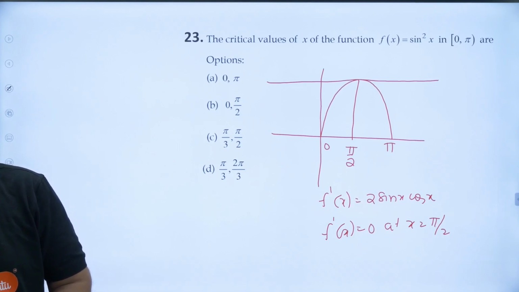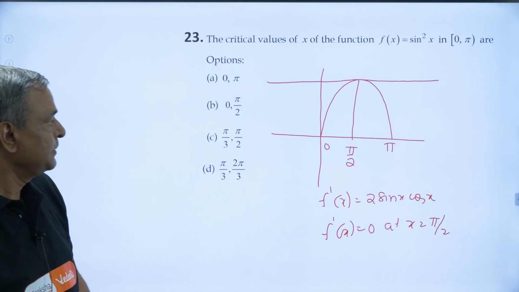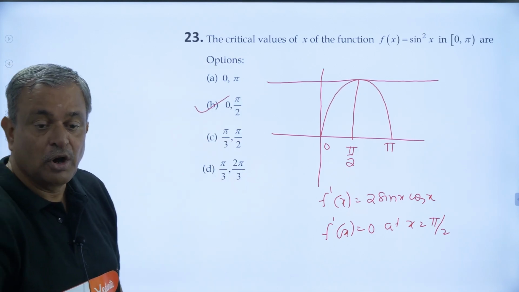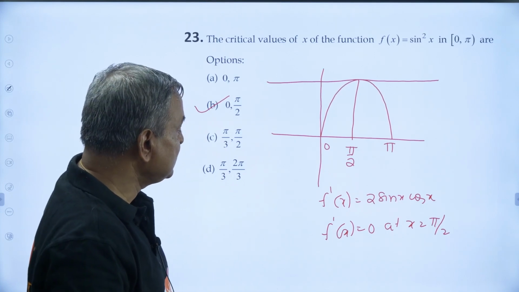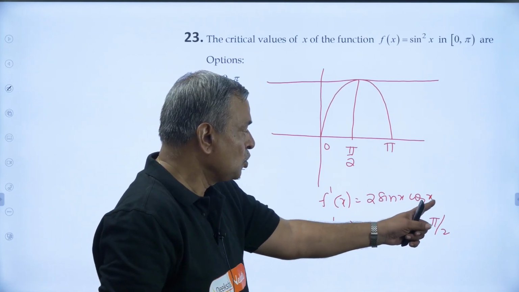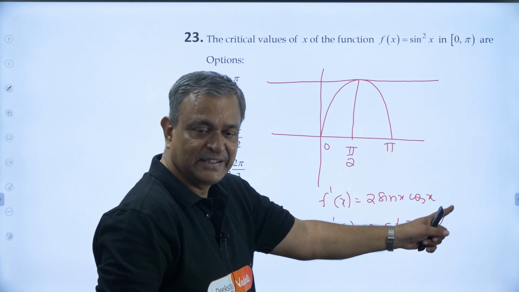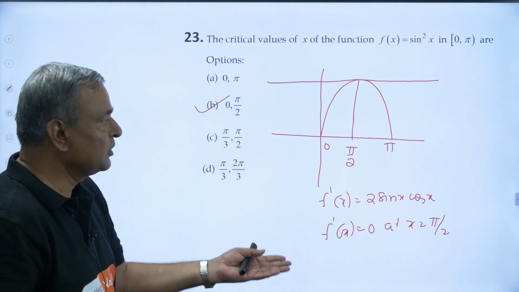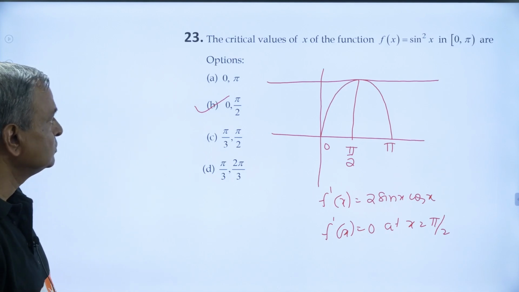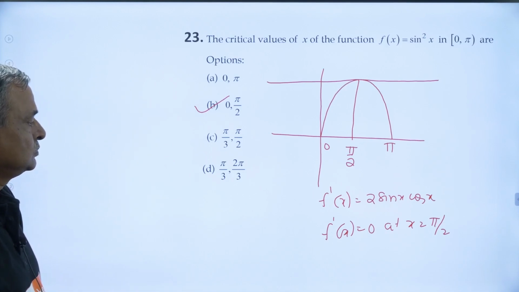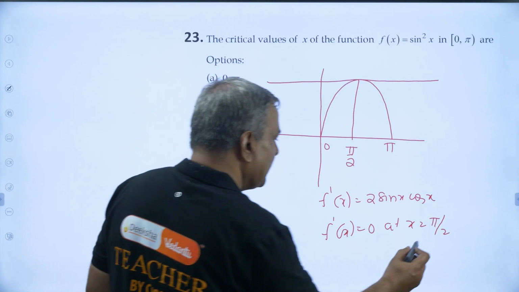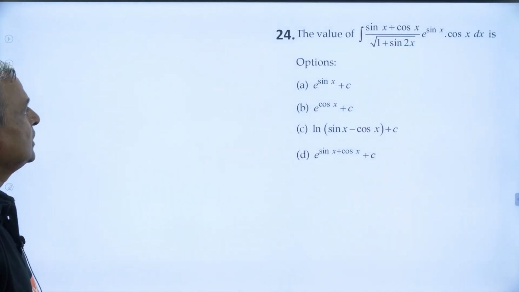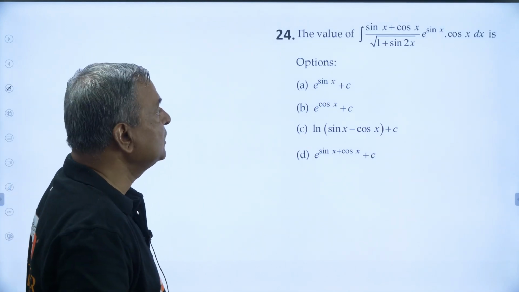So in this case, option B is correct. Why is option B correct? f dash x equal to 0: cos x is equal to 0 at x equal to pi by 2, and sin x is equal to 0 at x equal to 0. So two possibilities are there, 0 and pi by 2. Simple. It's a good question.